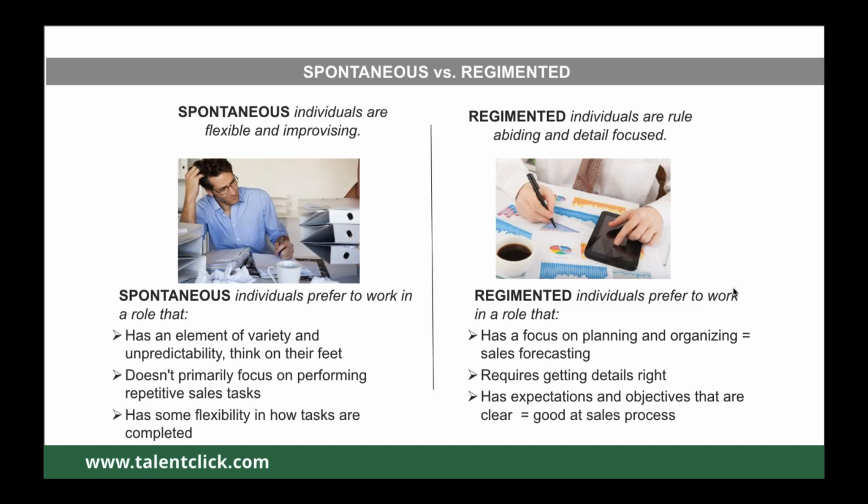Okay, we're almost done with these. The last little bit here, spontaneous versus regimented. Spontaneous individuals are flexible and improvising, so they often prefer to work in a role that has an element of variety and unpredictability. They like to think on their feet. They don't enjoy performing repetitive sales tasks, and they like the flexibility in how those tasks can be completed. The people at the other end of the spectrum, regimented people, are more rule-abiding and detail-focused.